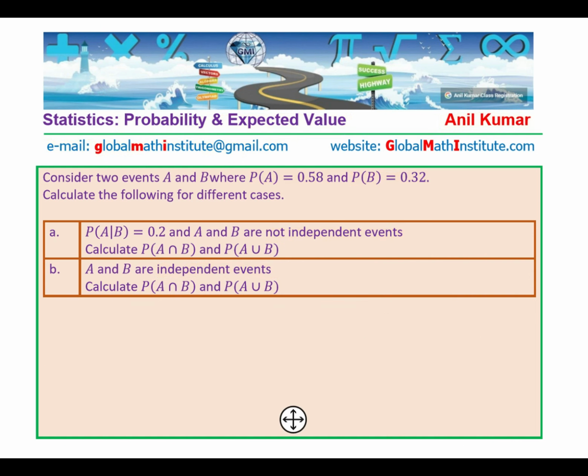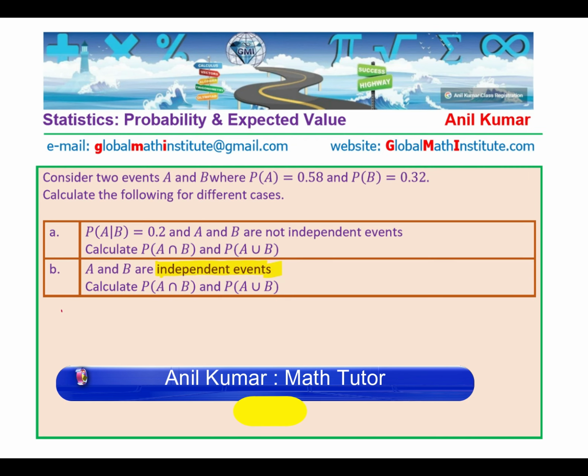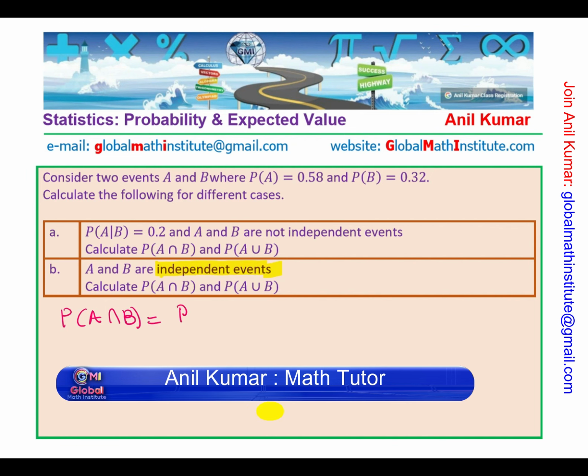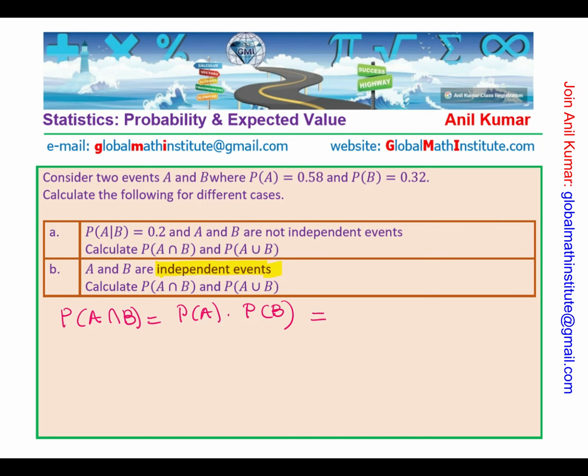Now let's do the independent event, part B. So in part B, we are given independent events. Now, in case of independent events, probability of A intersection B should be equal to probability of A times probability of B, correct? And that is just multiply the given probabilities, which are right there for us. So probability of A is 0.58, and we're going to multiply this by 0.32.